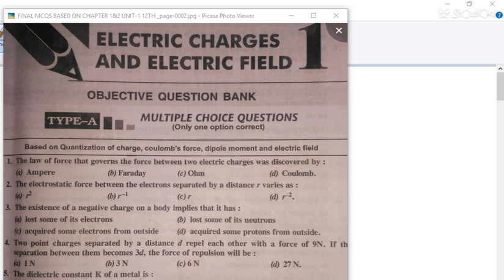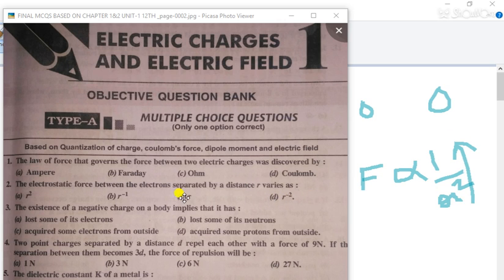Moving to question number 2. The electrostatic force between two electrons separated by distance r varies as. So as we know, the electrostatic force between two electrons is inversely proportional to distance square, by using Coulomb's law. So it is 1 by r square, and if it goes to the numerator, then its power will become -2. So the force varies as r raised to the power -2. So option D will be the answer for the second question.